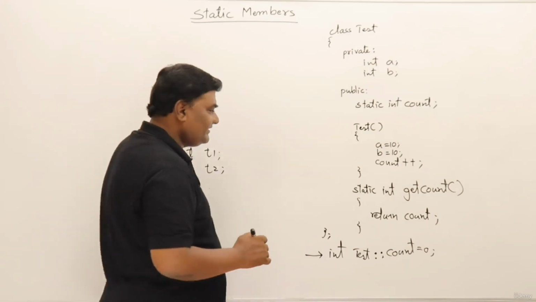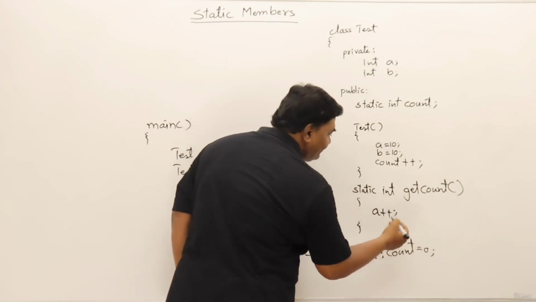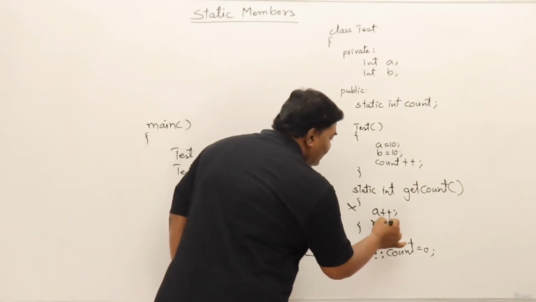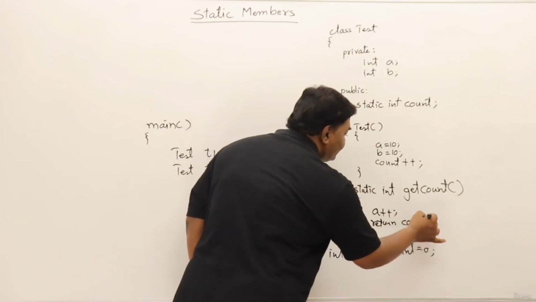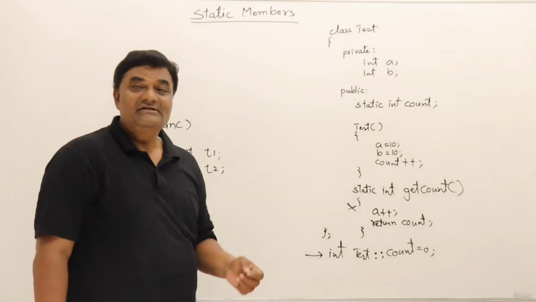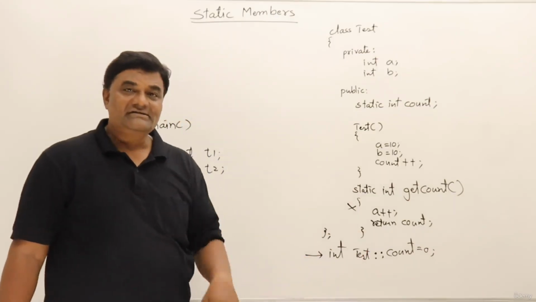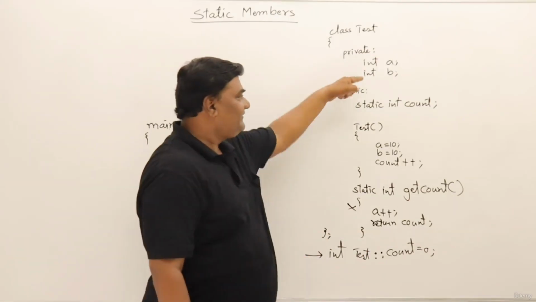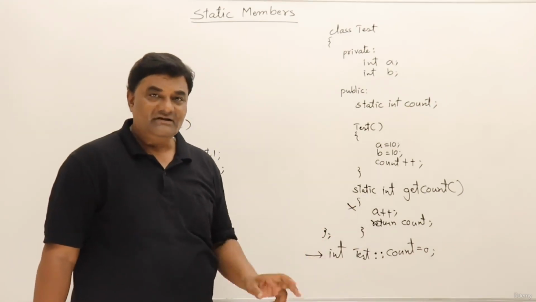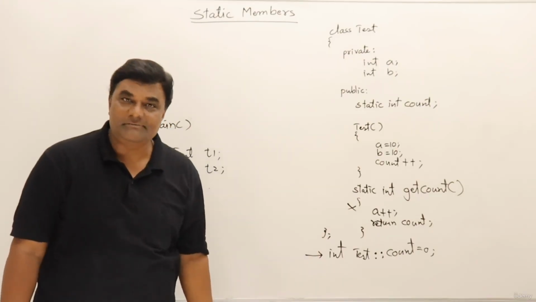Now let me show you something. Inside this function, instead of return count, can I say a++? I want to increment the value of a. No, it's not allowed. But can I say count++ or return count? Yes, you can access count, but you cannot access a. So the important thing is static member functions can access only static data members of a class. They cannot access non-static data members. If I say this is static, then these are non-static, and they cannot be accessed. So static member functions can access only static data members of a class.